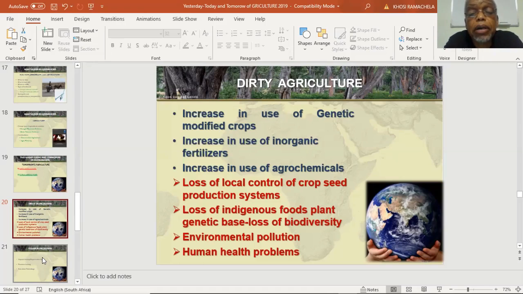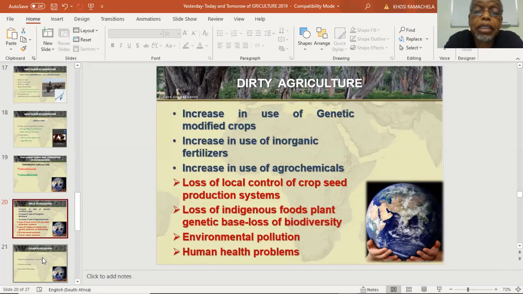Increase in the use of inorganic fertilizers. You know, we're continuously being bombarded with increased use, although there's an aspect of precision agriculture which we might look at for reducing these inorganic fertilizers, but the desire to increase production with the global world population that is expected to increase. Of course, there's an increase in the use of agrochemicals.